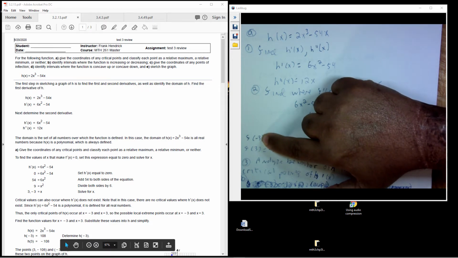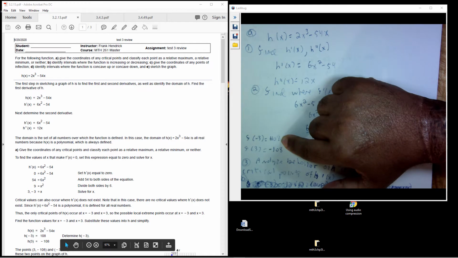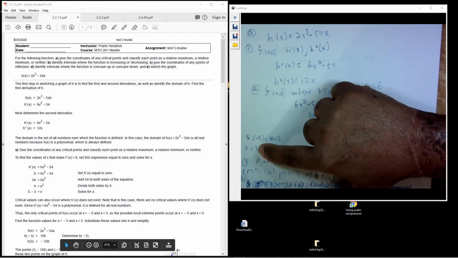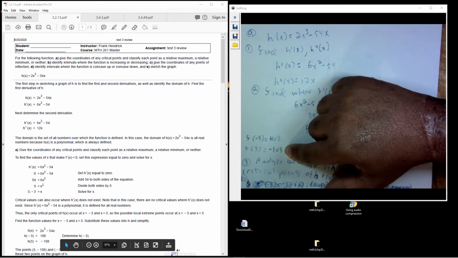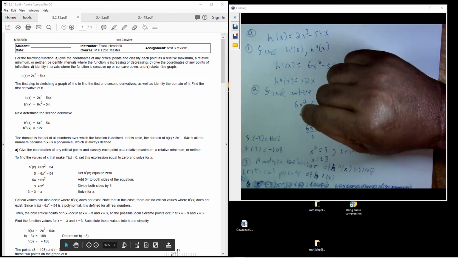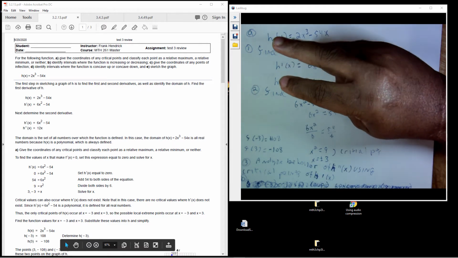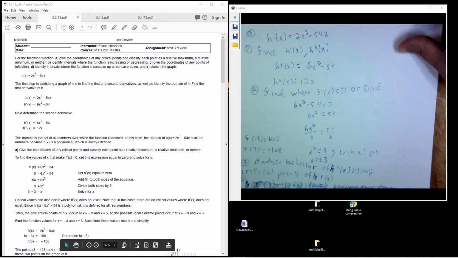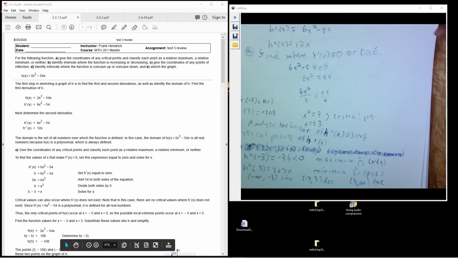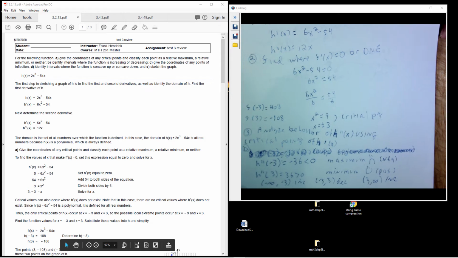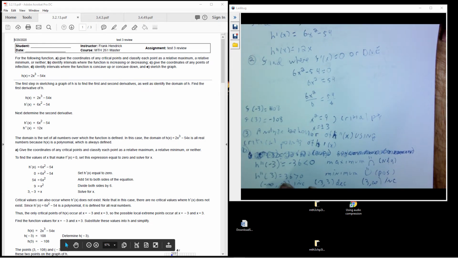So when x is negative 3, y is a positive 108. When x is a positive 3, y is a negative 108. So those are the actual coordinates of where we may have a max or a min. But now I'm going to see what it's doing as it gets close to those critical points, the behavior on either side of the critical points.